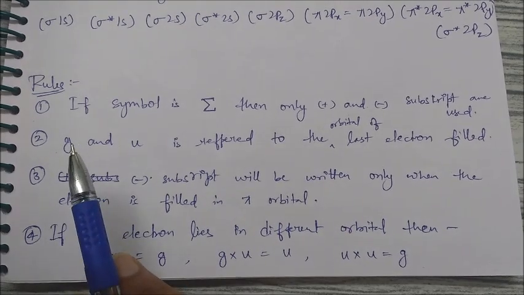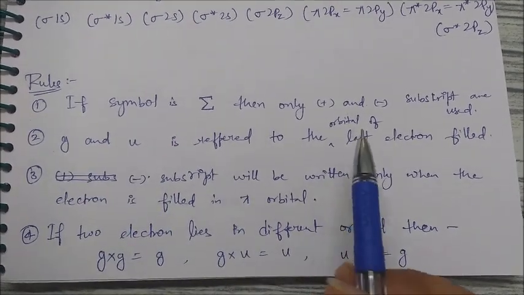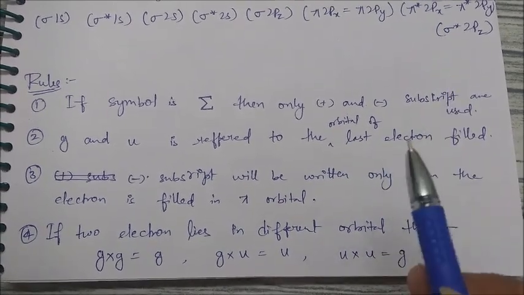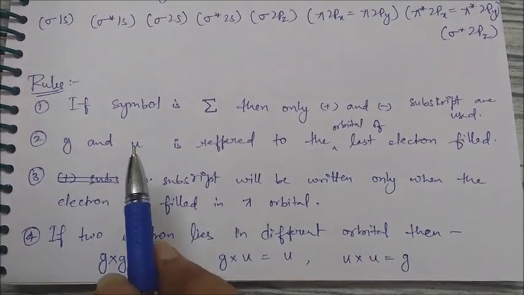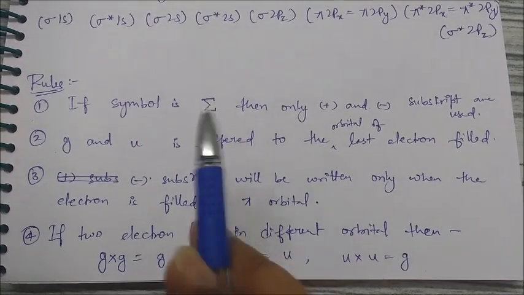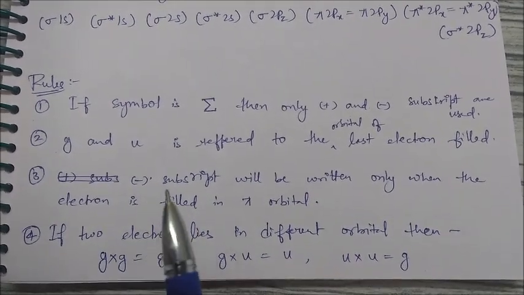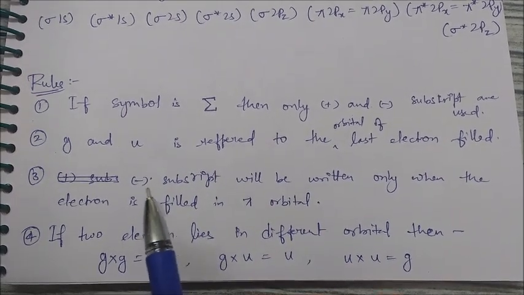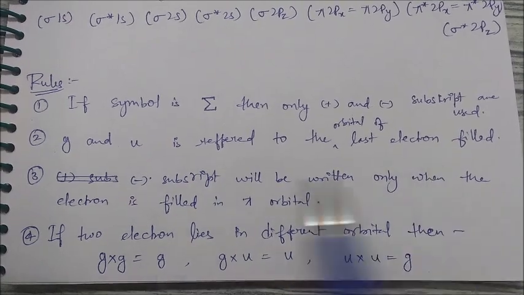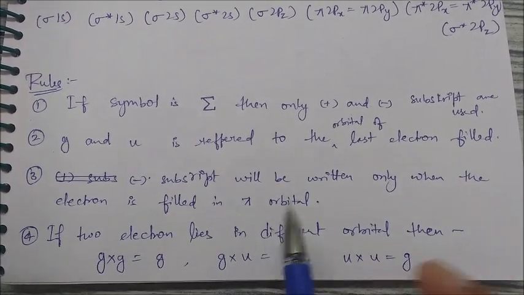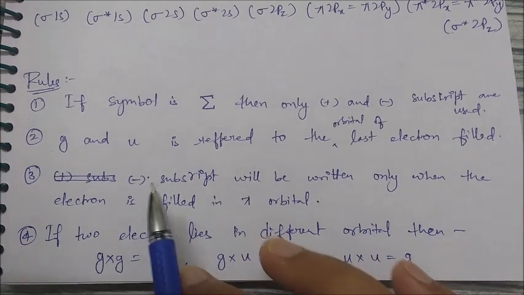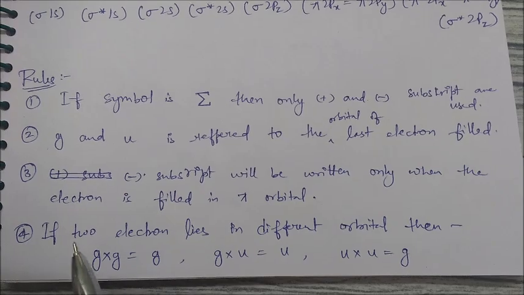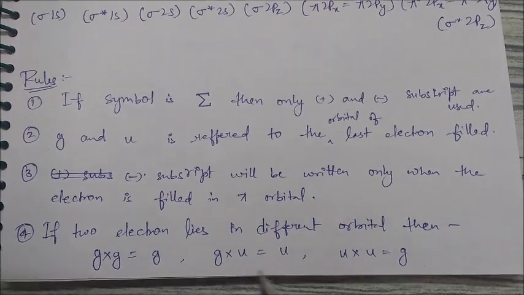Then G and U refer to the orbital of the last electron filled, that is, it depends on which orbital the last electron is filled in. That orbital will give you gerade or ungerade. I will tell you how to assign gerade and ungerade. One thing you have to keep in mind is that the minus subscript will be written only when the electron is filled in a pi orbital. When the electron goes into a pi orbital, only then do you give the minus subscript, otherwise everywhere you give the plus subscript.